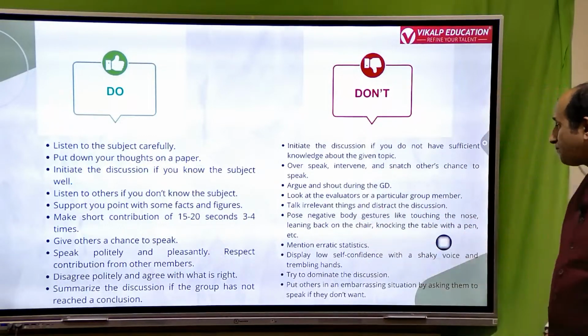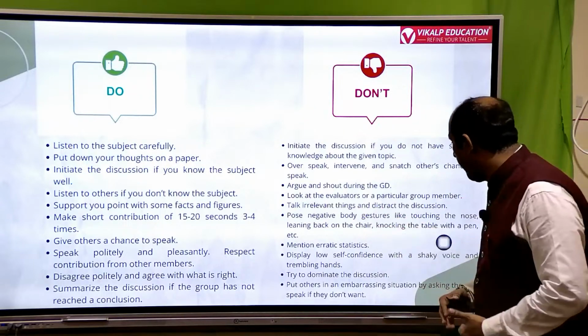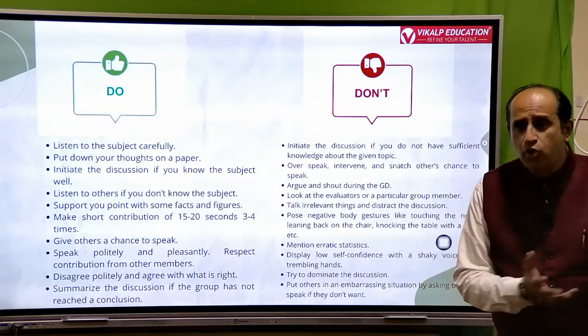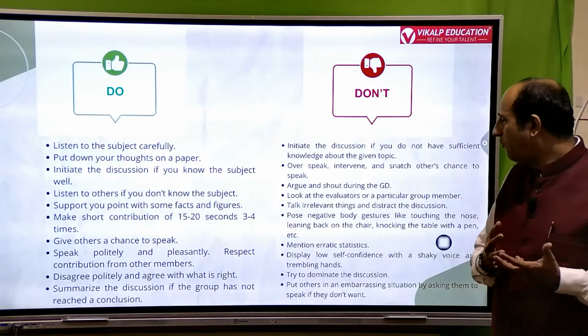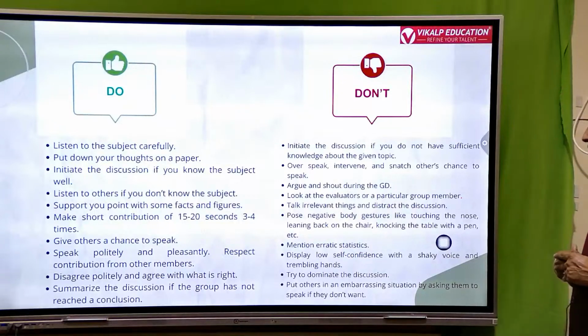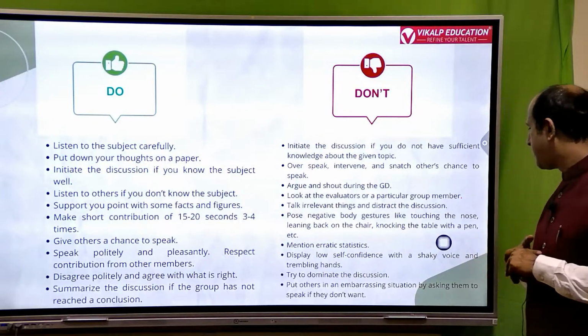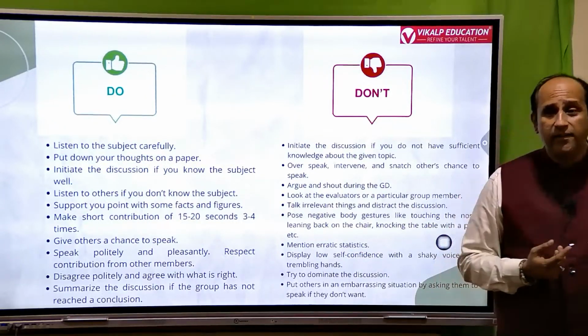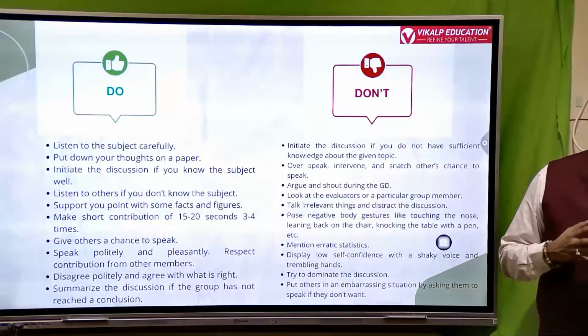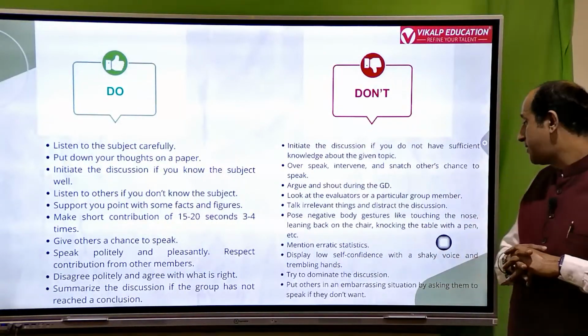Do not talk irrelevant points and distract the discussion. Sometimes it happens that topic छोड़ के कुछ और बात होती है, then obviously there is a problem there. Pose negative body gestures like touching the nose, ये होता है, या तो subconsciously हो जाएगा वहाँ पे, but कोशिश करो you don't do that while the talk is on.